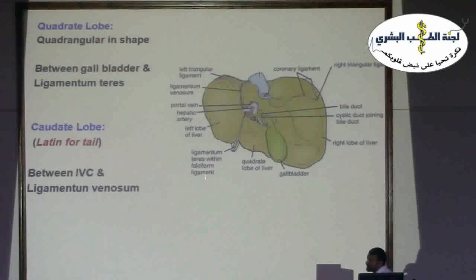Okay? So when we speak about the function, blood filtration, or production of bile, the quadrate and caudate lobes are considered, or they produce their function along with the left lobe of the liver. So physiologically, it is two lobes, but anatomically, by looking, descriptively four: caudate, quadrate, left, and the largest one is the right lobe of the liver. Okay?